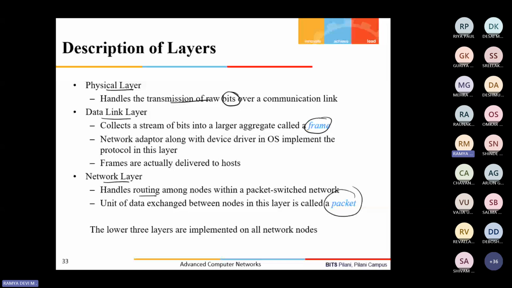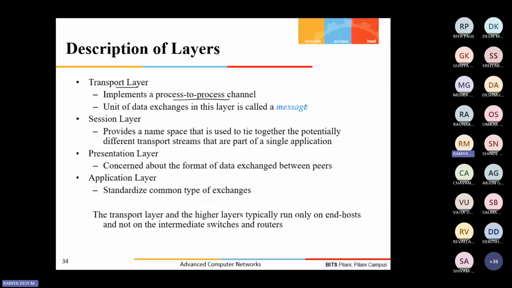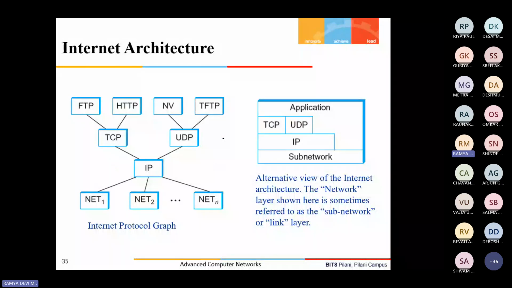The higher layers start with the transport layer, process to process communication. The data is referred to as segments here. The session layer provides sessions and dialogues. And the presentation layer takes care of encryption and compression. The application layer is the actual application, with standardized common types of exchanges. In these three layers, the data is represented as data itself. Fine. So the internet architecture, already we have seen this, right? The protocol graph.